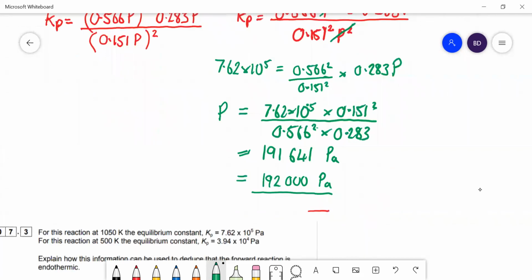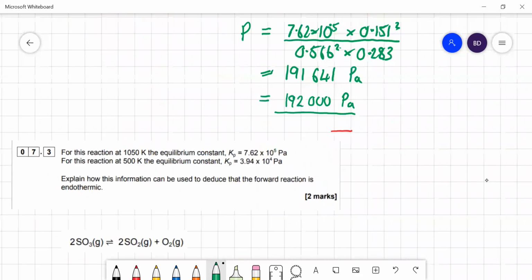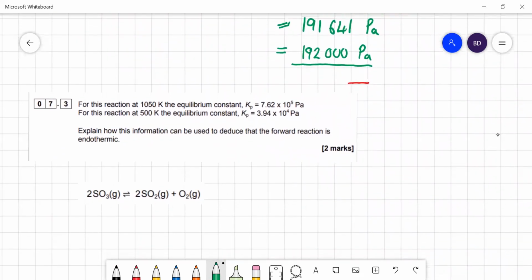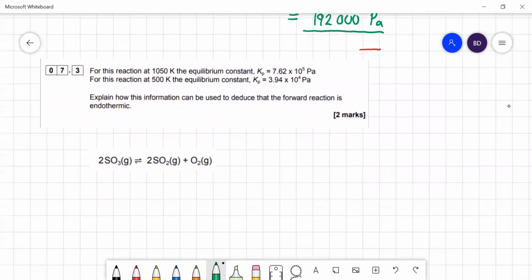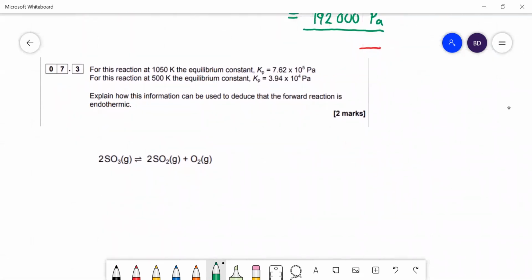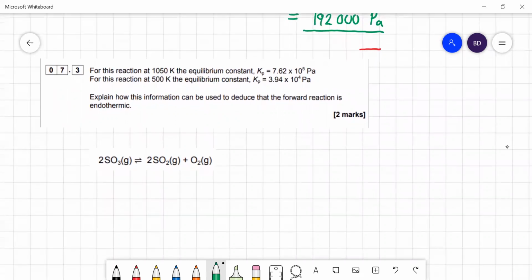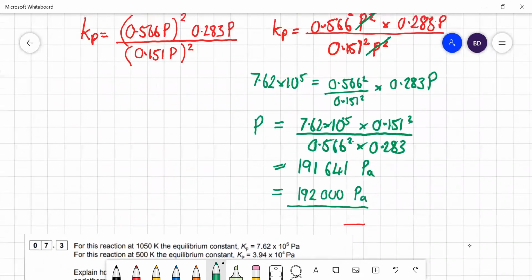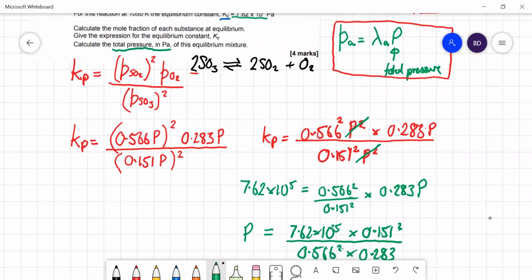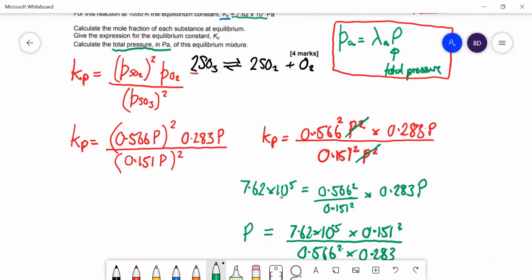Okay. Now, right, this is asking us about changing the temperature and the effect on the position of equilibrium. Okay, right, I'm just going to copy that expression for Kp, I think. Okay, I'm going to copy all of that.